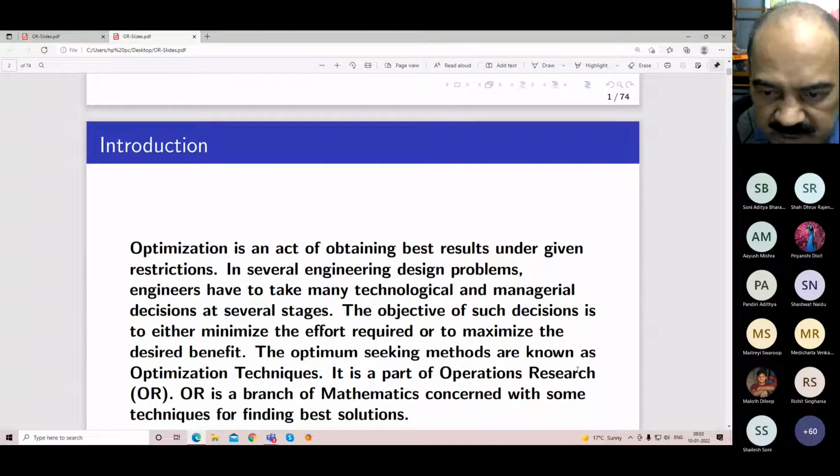The optimum seeking methods are known as optimization techniques. This is also a part of operations research. As I have told, operations research is the art of finding the best solution for business operations. OR is also a branch of mathematics concerned with techniques for finding the best solution. Mainly we will discuss in this operations research what techniques and what algorithms we use to find the solution.